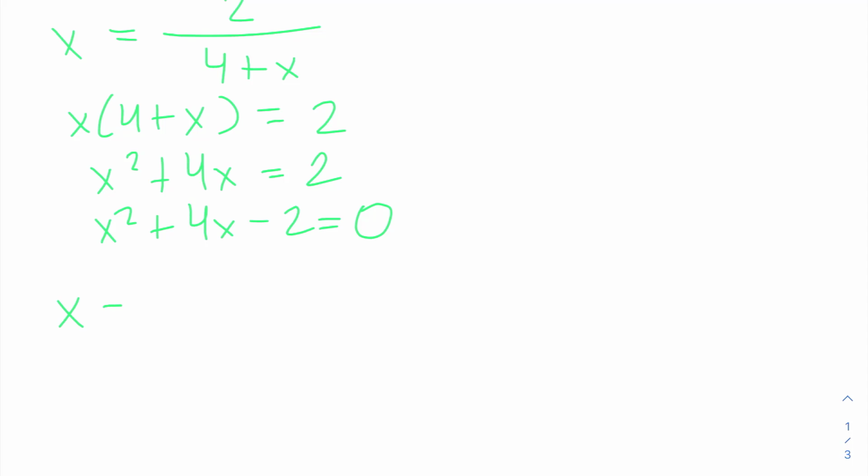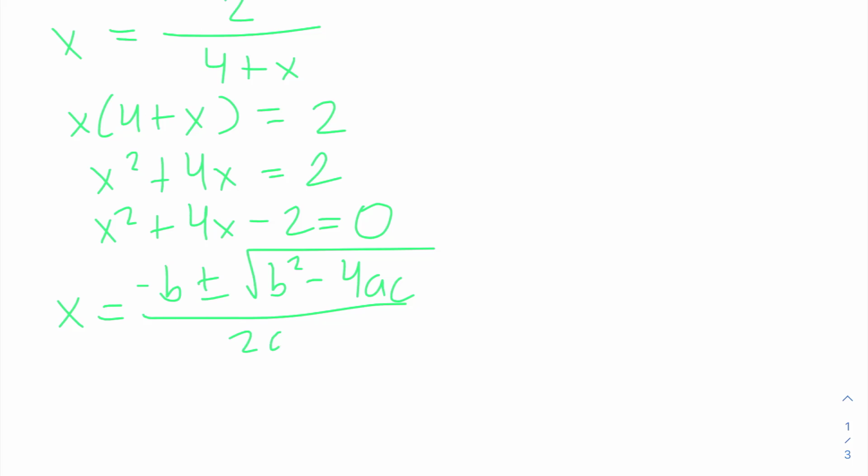The quadratic formula is x is equal to negative b plus or minus the square root of b squared minus 4ac over 2a, just as a refresher, or if you don't know it. And of course, a is the coefficient of our x squared term, b is the coefficient of our x term, and c is our constant term. In this case, a is equal to 1, b is equal to 4, and c is equal to negative 2.